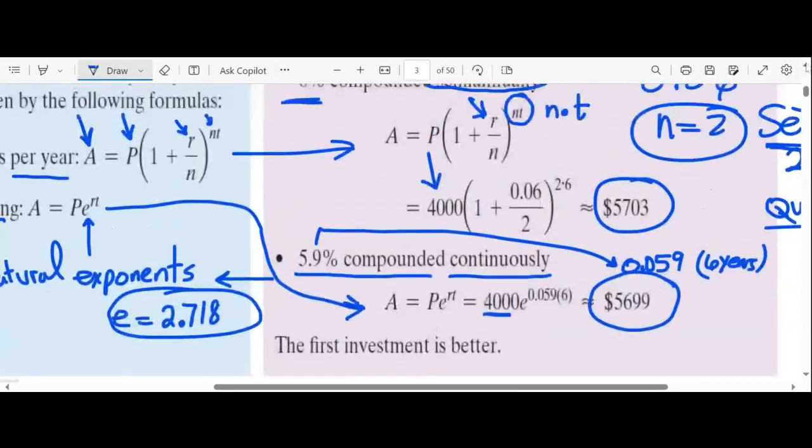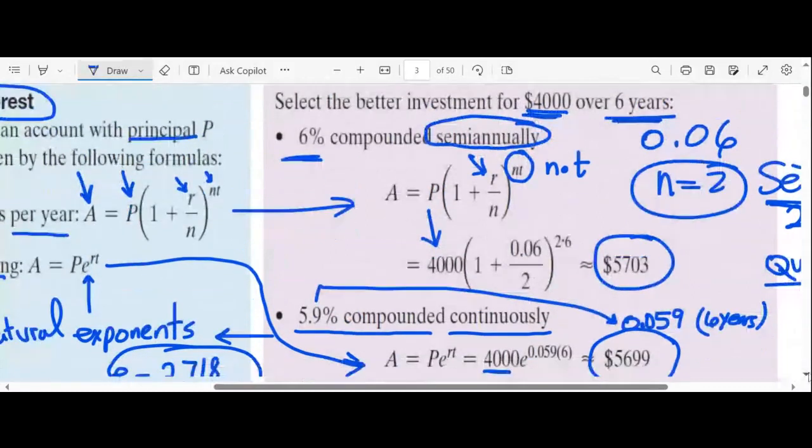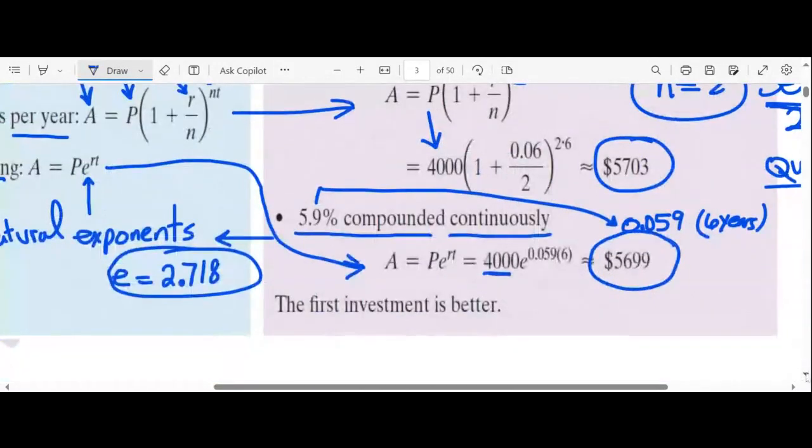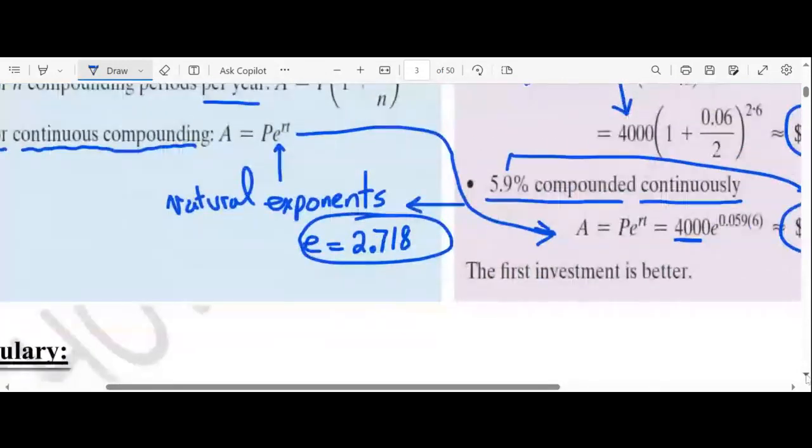Is this clear? Well, not clear. Clear, sure. Okay, a little clear. No problem.